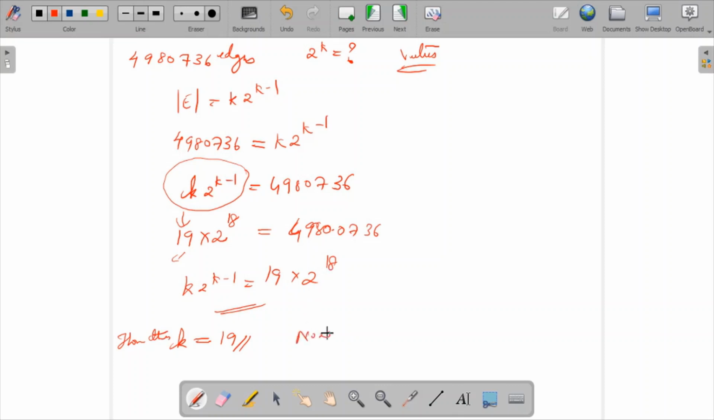Now the number of vertices would be 2 to the power k. 2 to the power k is nothing but 2 to the power 19. So that would be equal to 524288. So this is regarding example 6.